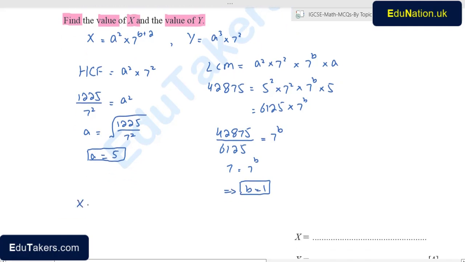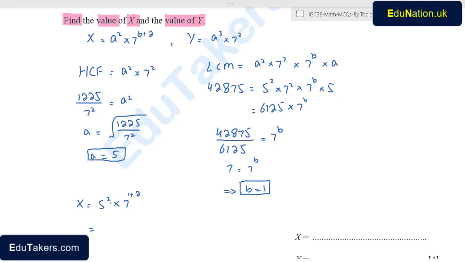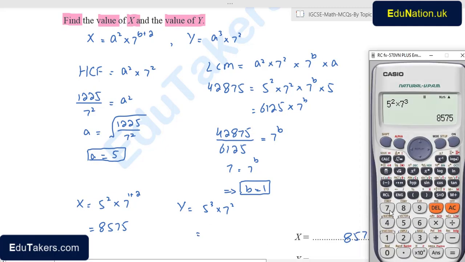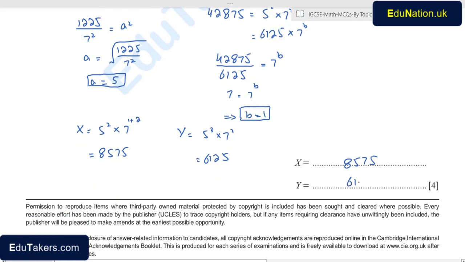Now x will be equal to, a is 5 times 7 raised to power b is 1, so 1 plus 2. 5 square times 7 cube, 8575. x is 8575, and y is equal to 5 cube times 7 square, 6125. Value of y is 6125.